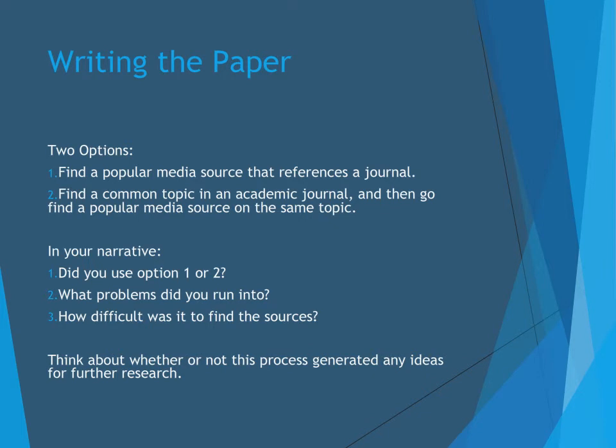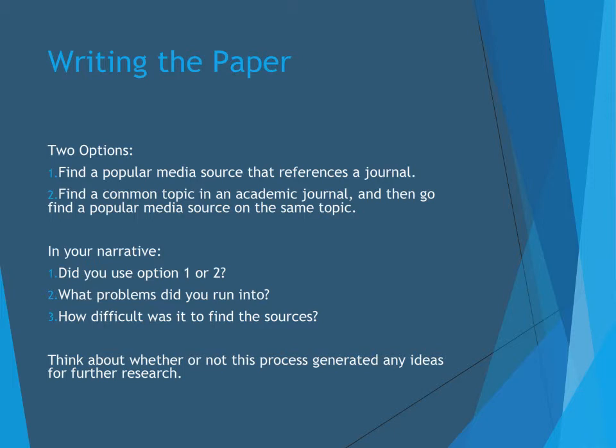For the next step in the assignment, you have two options. One, go to Google News or a library database like Newspaper Source and search for the title of your journal. Your goal is to find at least one popular news article that references your academic journal by name. This might be easy or more difficult depending on how specialized your chosen journal is.